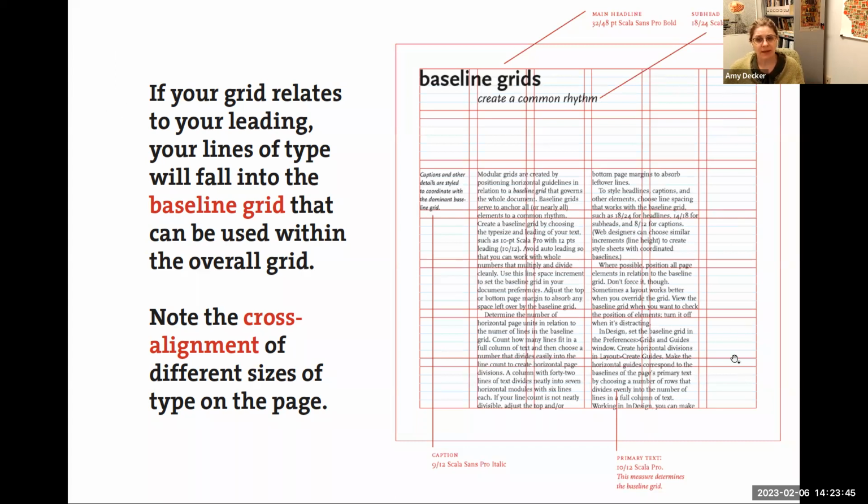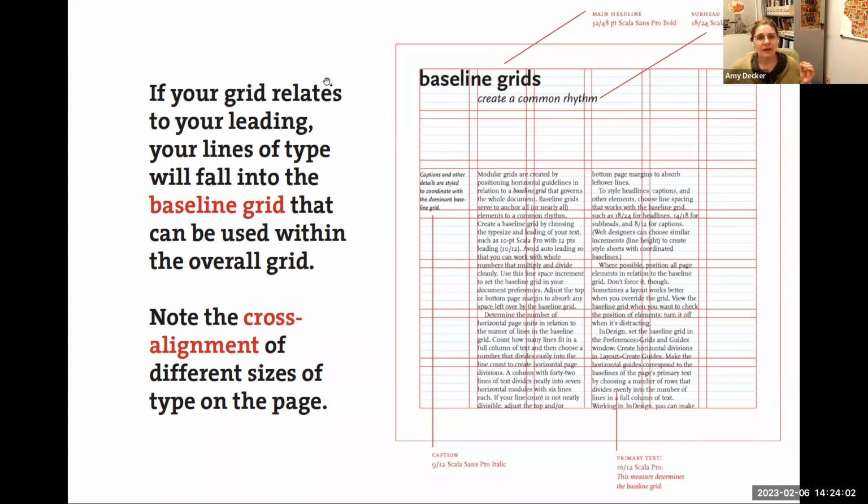12 is what we're going to make our baseline grid. The caption is 9 on 12, which is fine. It's an italic typeface, so they're going to go a little smaller so it sits out. Its caption wants to be a little different. It's italic, it's 9-point, but it's still 12-point leading.